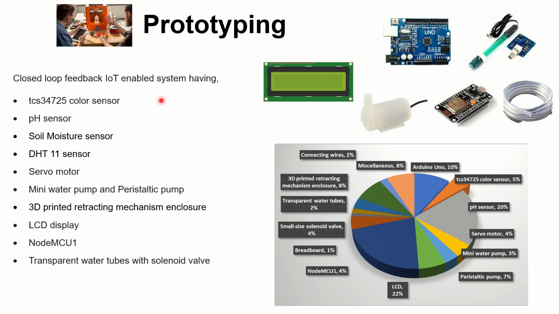The closed loop feedback IoT enabled system is implemented using TCS34725 color sensor, pH sensor, soil moisture sensor, DS18B20 level sensor, servo motor, mini water pump, and peristaltic pump, 3D printed retracting mechanism enclosure, and LCD display, NodeMCU with transparent water tubes with solenoid valve. This pie chart depicts the cost estimation of all these parts with a budget of 10,000.